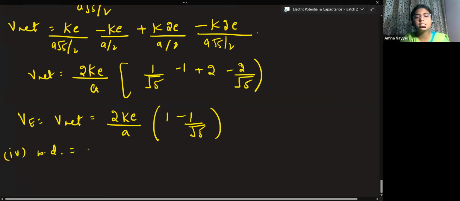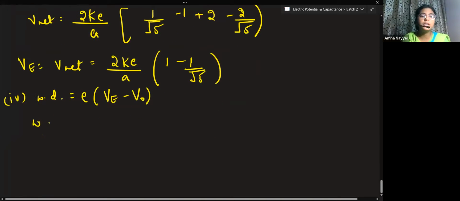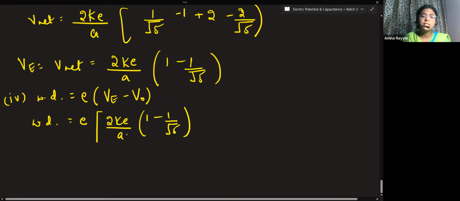Work done is the charge of a proton, which means the electronic charge E, multiplied by VE minus VO. Since VO is 0, you just multiply it. Work done is E times VE. VE is what? 2KE by A, 1 minus 1 by root 5, minus VO. VO is 0.